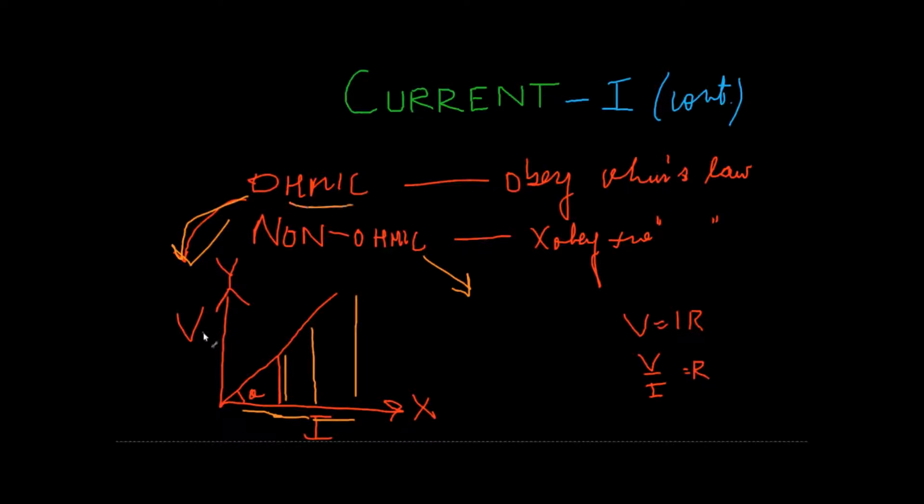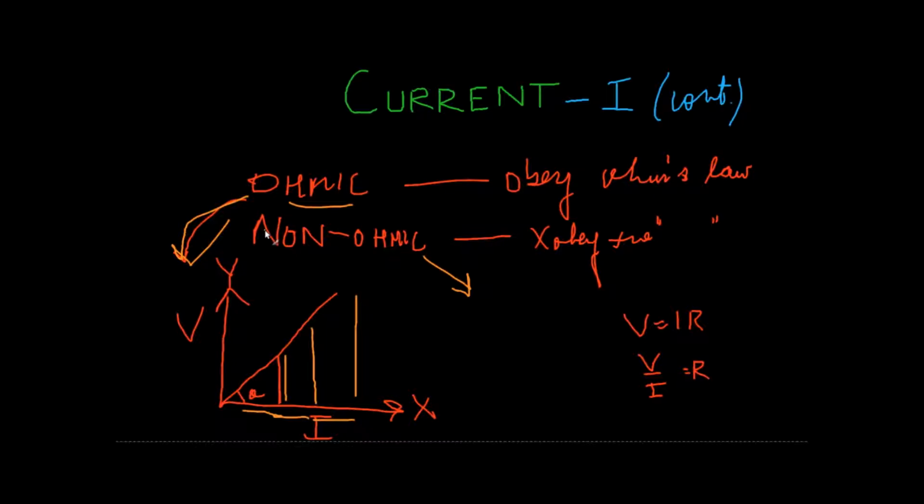So the third difference, or the other ones I've given in your book, is regarding the slope. So the slope of the VI graph is always constant for ohmic conductors, and the slope for non-ohmic conductors is not constant. So it's different for different values of V and I. So guys, that's pretty much about non-ohmic conductors. The only thing left to learn here is the examples.